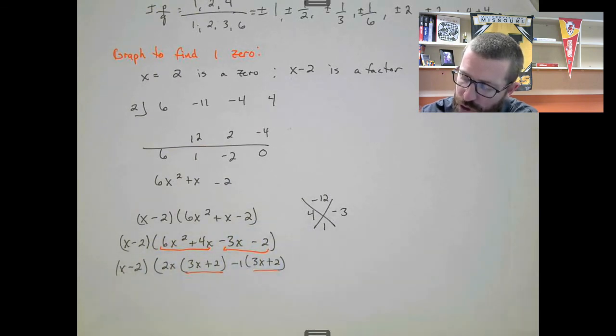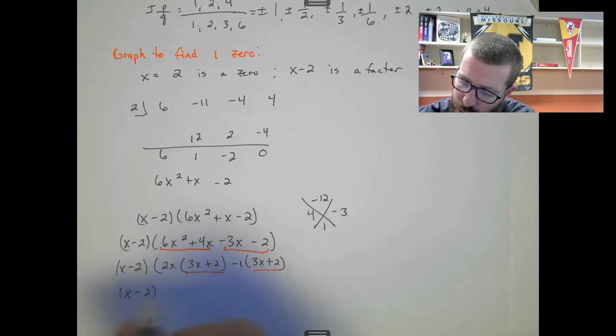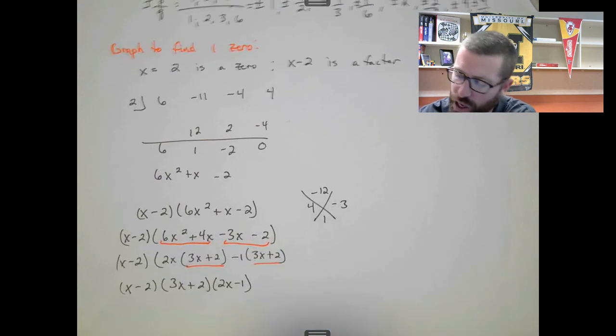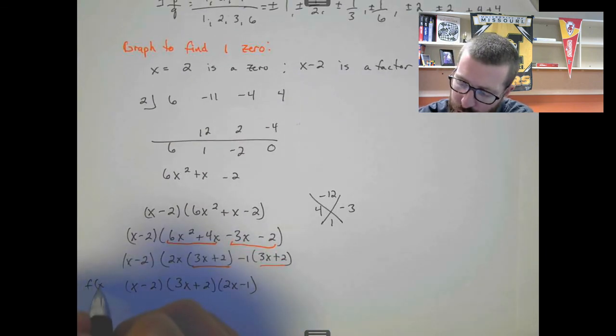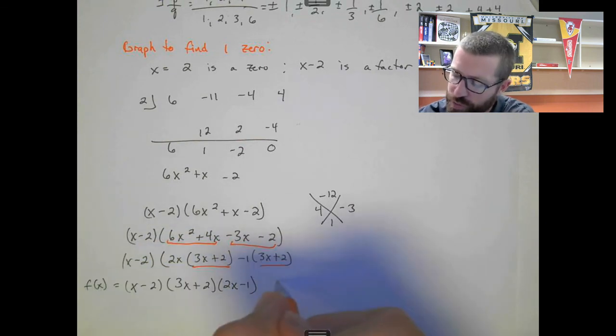And then notice that these are the same. And so that's x minus 2 stays. 3x plus 2 is one of our parentheses, and then 2x minus 1 is the other one. And so this is now your function. This is factored.